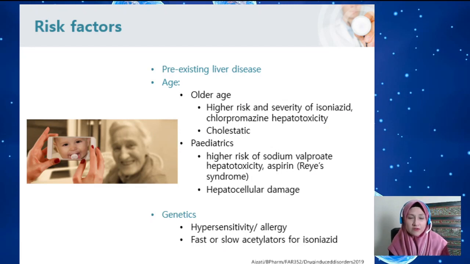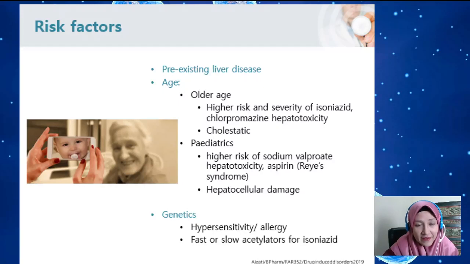And the risk factors to develop this drug-induced liver injury may include pre-existing liver disease. So if the patient already has a previous history of liver disease, then they might have a higher risk to develop this liver injury whenever they use any drug that might cause this ADR. Age is also a factor, in which older age has a higher risk to develop this ADR. Pediatrics, for example, might also have a higher risk of valproic acid hepatotoxicity.